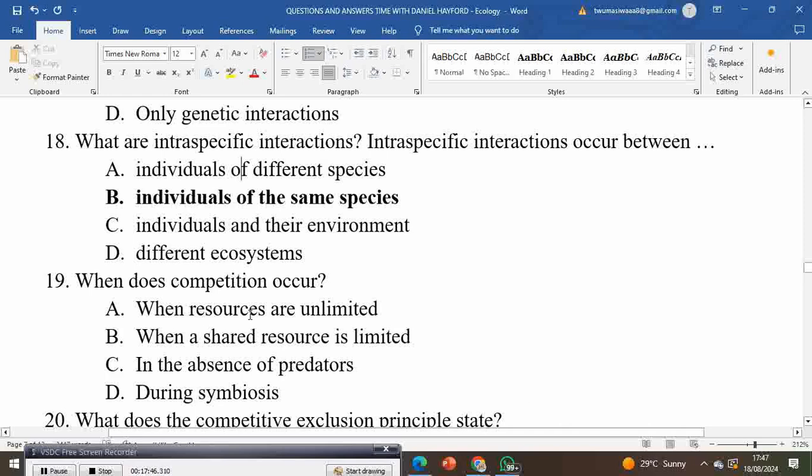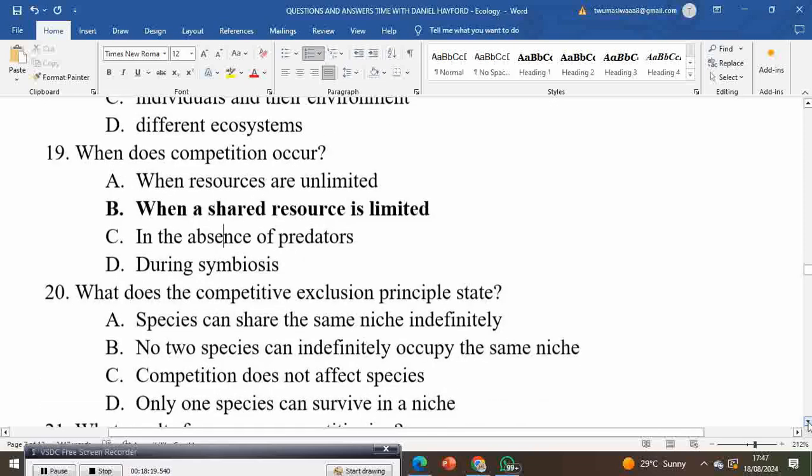Question number 19. When does competition occur? A says when resources are limited. B says when a shared resource is limited. C says in the absence of predators. And D says during symbiosis. So which one is your best shot for question number 19? Competition occurs when a shared resource is limited.